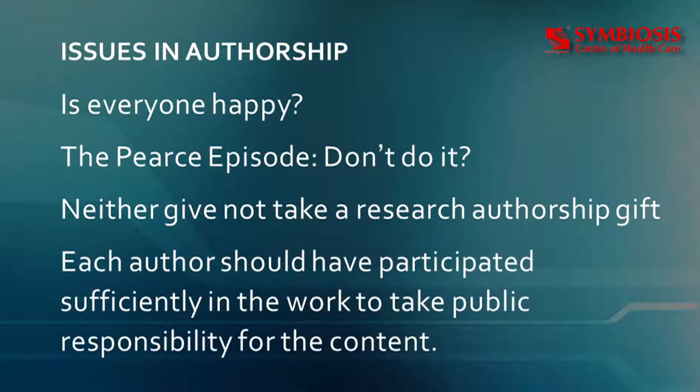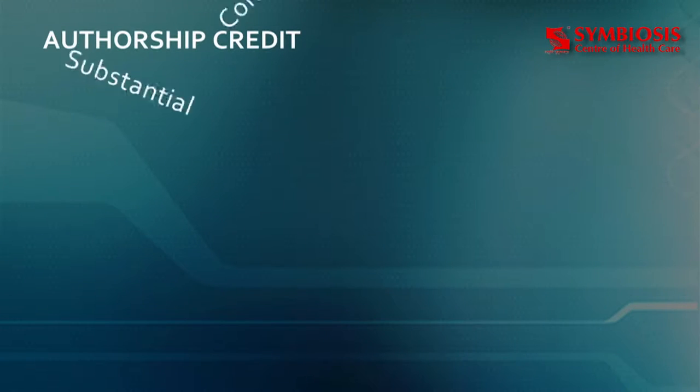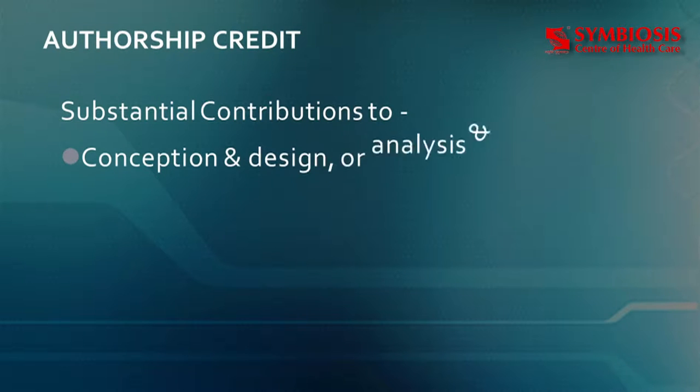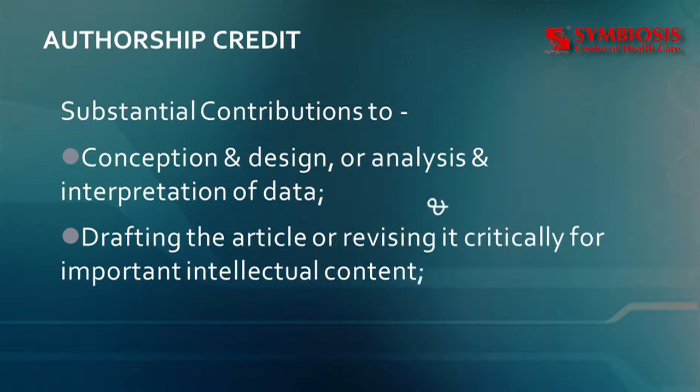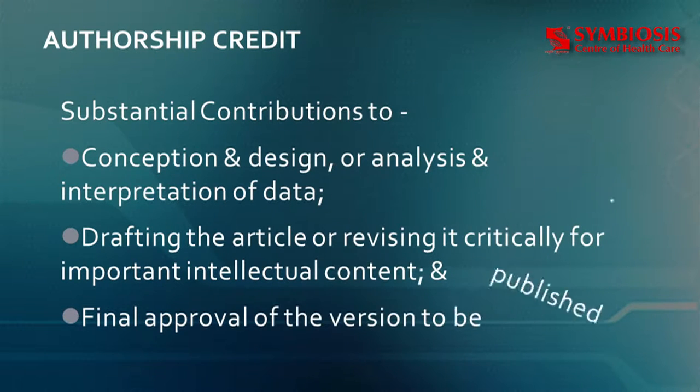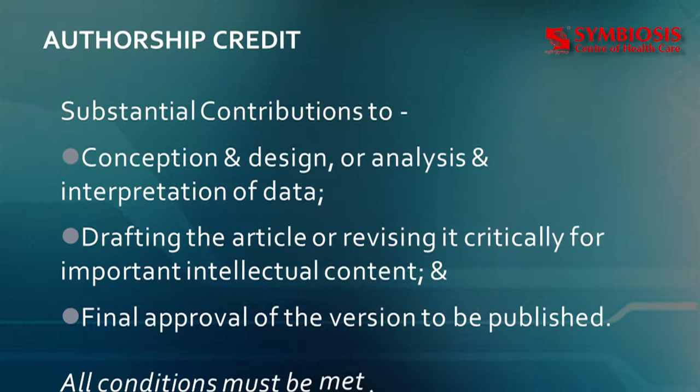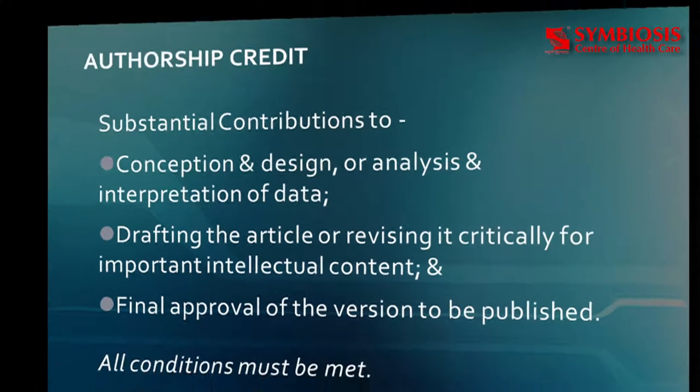Each author should have participated sufficiently in the work to take public responsibility for the content, if you want to be an author on the paper. That is the criteria that we follow. Generally, authorship credit is given for a substantial contribution to the conception and design, or analysis and interpretation of the data, drafting the article or revising it critically for important intellectual content, and final approval of the version to be published. All these conditions must be met, and only then can you claim to be an author on a paper.